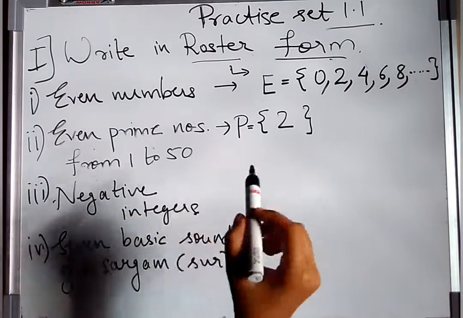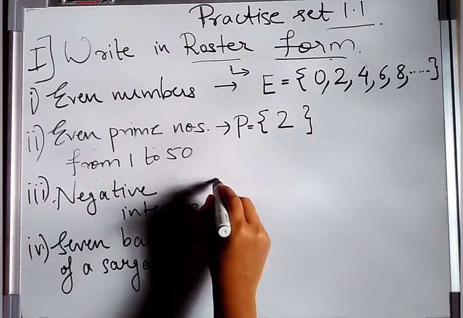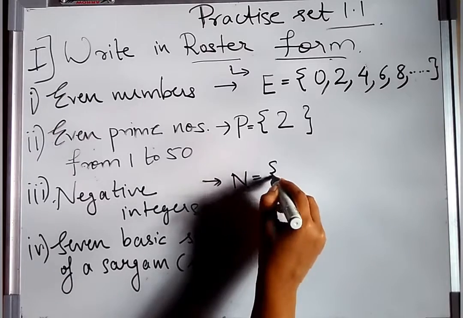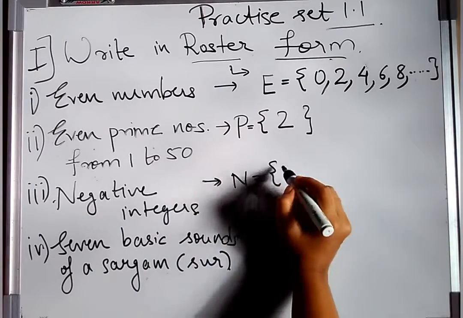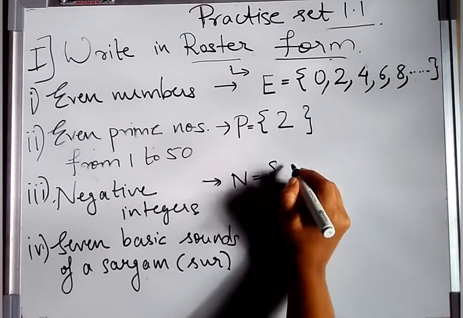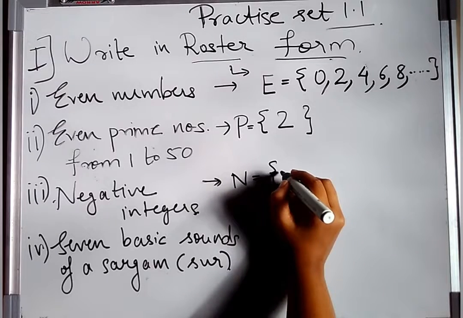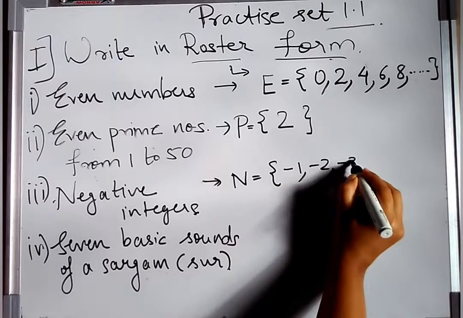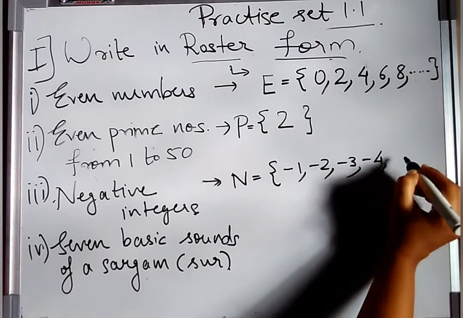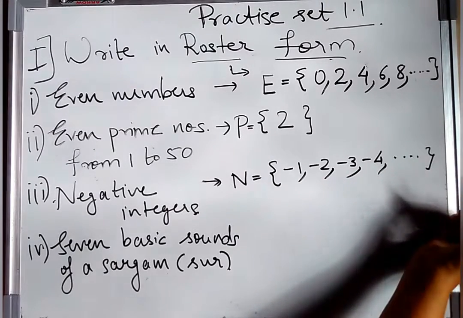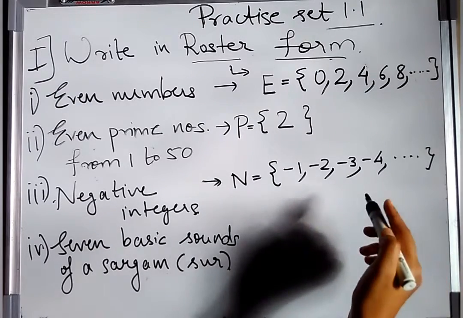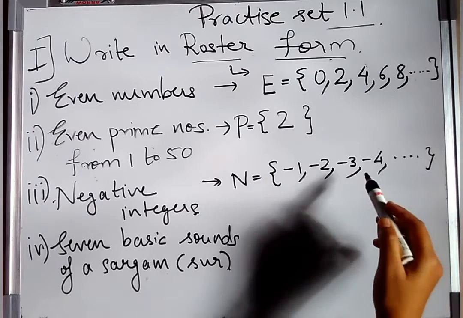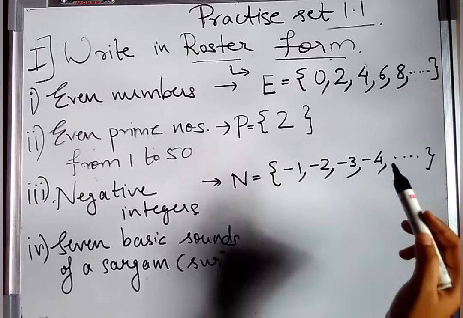Next, negative integers. I will name the set using letter N. You can give any letter; I just gave it randomly. Negative integers means -1, -2, -3, -4 and goes on. Again, this is an infinite set. Infinite set in the sense there are innumerable elements, so I can name only a few of them.